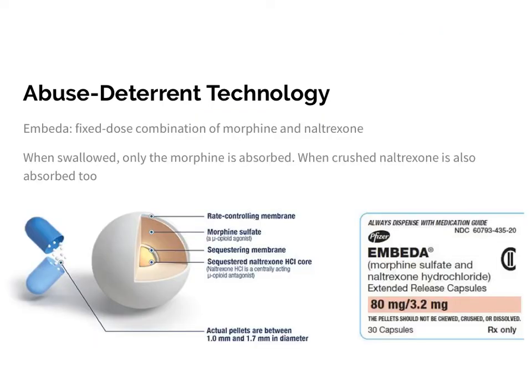So here's one example of that abuse-deterrent technology used in Embeda. That's a medication that has morphine sulfate in it. That's the pain relief part. And then it has naltrexone, which is an opioid antagonist. Embeda has a fixed dose combination of morphine and this naltrexone in it. And when swallowed, the morphine is absorbed. But if it's crushed, the naltrexone is also absorbed too. So it prevents the action of the morphine unless it is in an intact dosage form.